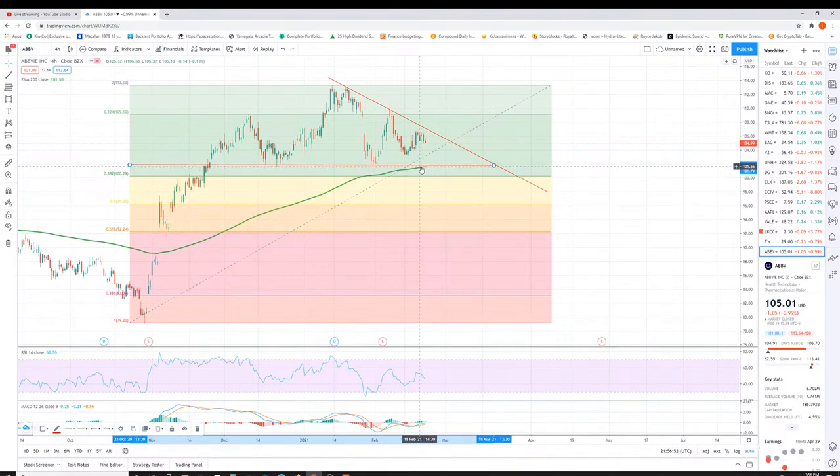I think they're gonna pull back some, all the way to the EMA, the exponential moving average. I think it's gonna pull back to that, so around $101, $100. Right now it's at 105. So that's ABBV.